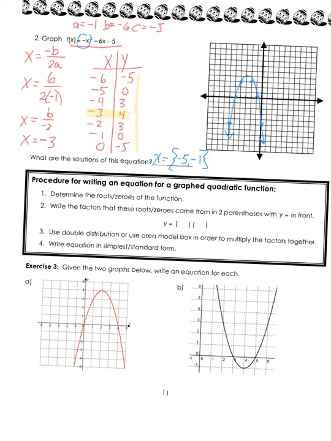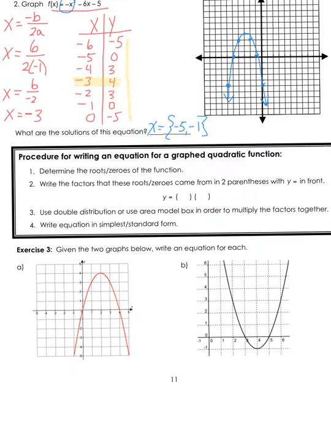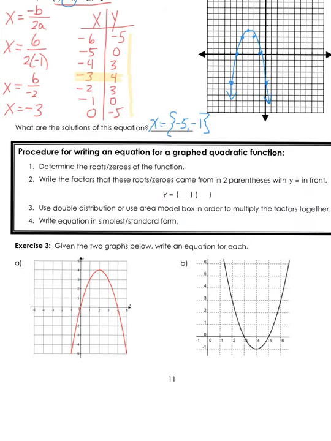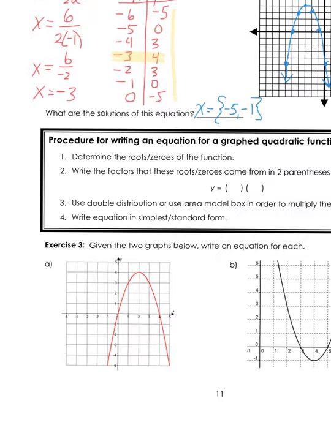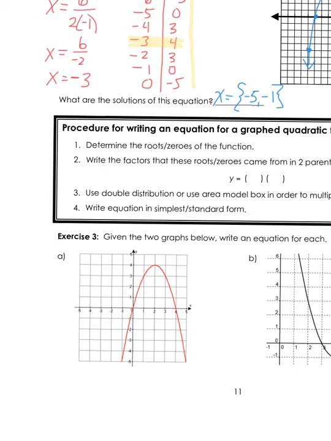Bottom of page 11, procedure for writing an equation for a graphed quadratic function. So we kind of already started this on the last page. It says determine the roots and zeros of the function. So that's the first thing I want to do. Looking at this first parabola, it's facing down. I can see that it has a 0 at x equals 0. It also has a 0 at x equals 4. So I want to start by setting it up in factored form.